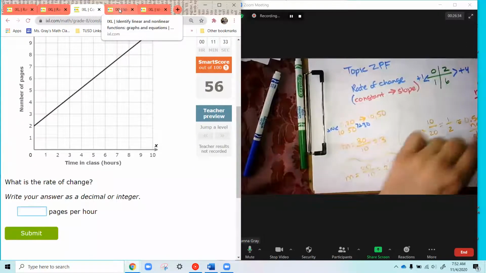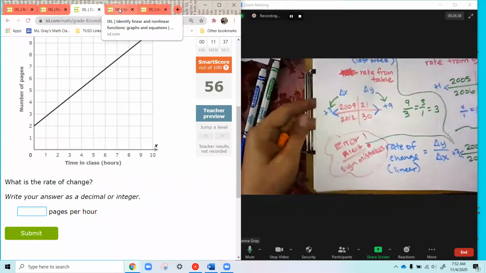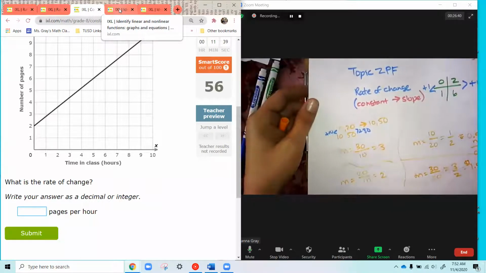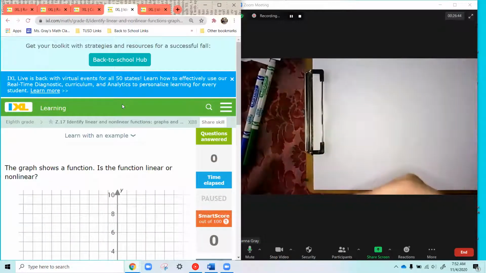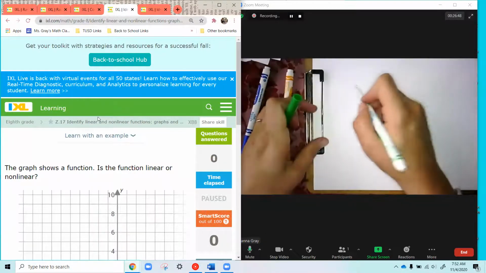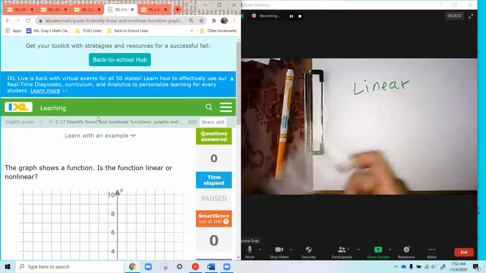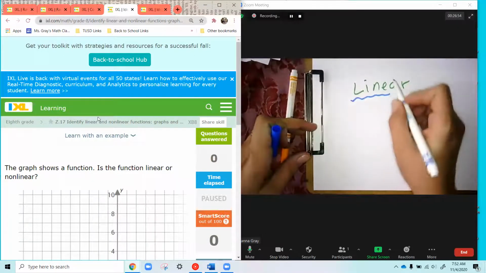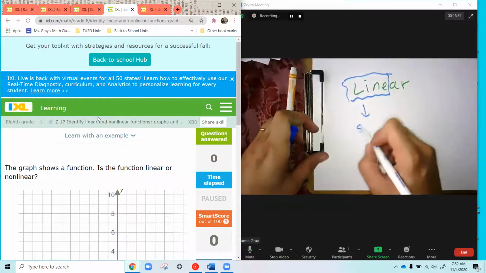Okay, the second half of this kind of week of stuff. So this first part was figuring out rates of change from graphs, basically. And then the other part is making sure you understand the difference between linear and nonlinear. And linear and nonlinear is a pretty straightforward idea. So the word linear has the word line inside. Because if it's linear, then it's a straight line.